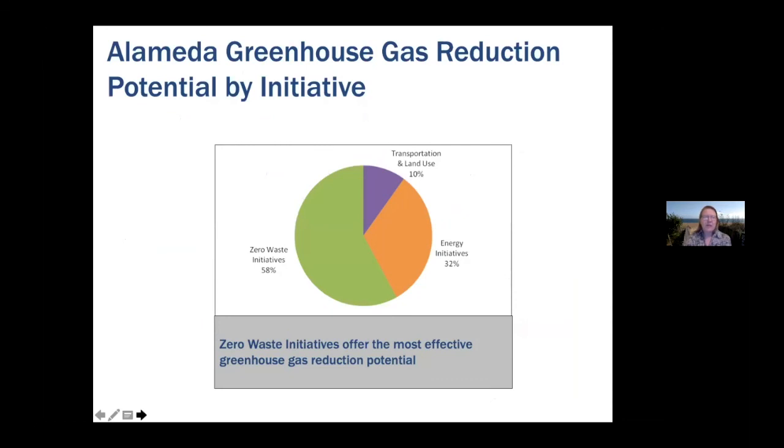Alameda's greenhouse gas reduction potential by initiative is an important thing to understand because the city has a climate action goal and zero waste initiatives can help it achieve that goal. 58% of the initiatives in this local climate action plan could be achieved through zero waste reduction.